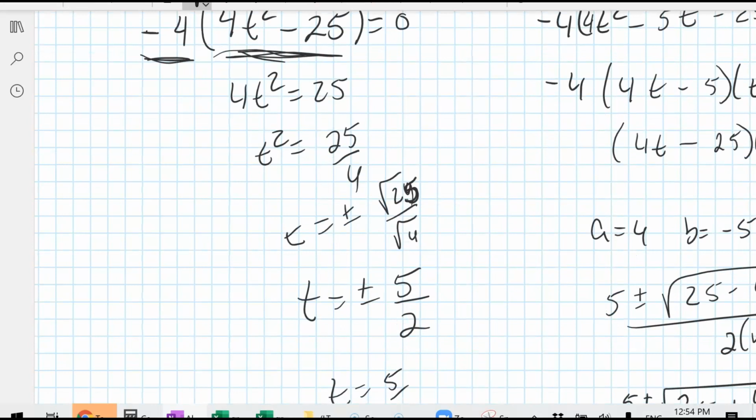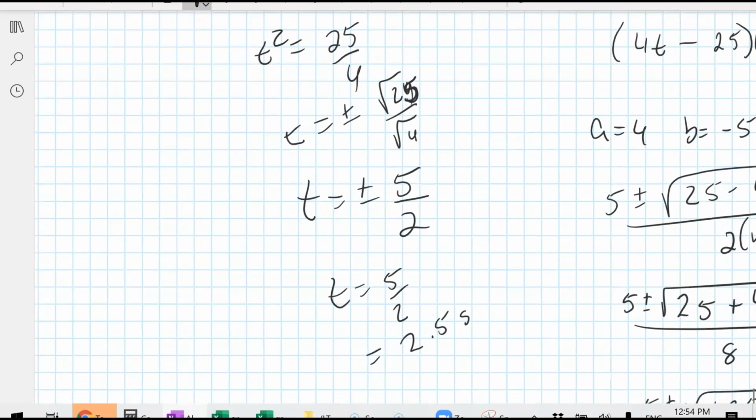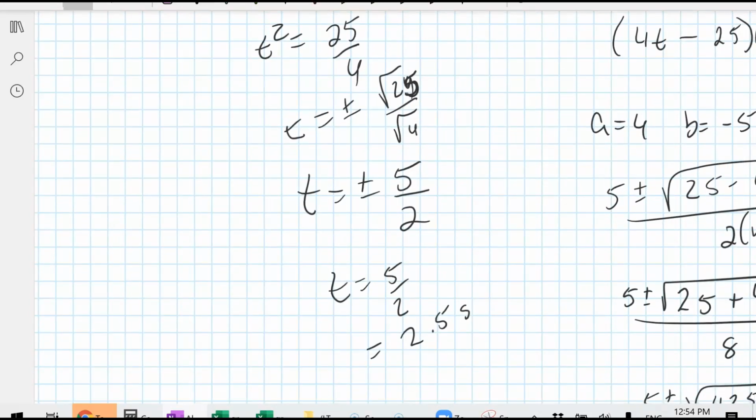Well, that's pretty cool, because 25 is a perfect square. 4 is a perfect square. So you get 5 over 2. We don't care about the negative part. The negative time doesn't matter. So if you take a calculator, 5 divided by 2 is basically 2.5. Okay, so about 2.5 seconds.